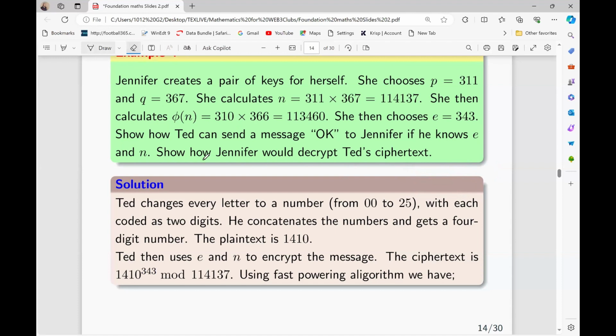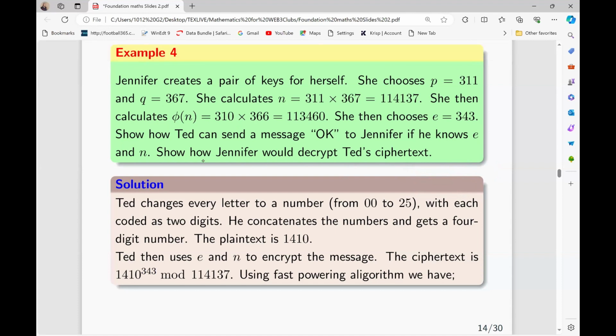Now, what she wants to send is the word okay. No, this is somebody who wants to send her. She has chosen these numbers. She has chosen E. So there's this guy called Teddy who wants to send her the word okay. And Teddy knows the public key to Jennifer, which comprises E and N. These two are made public by Jennifer. So Teddy is supposed to encrypt a message and send.